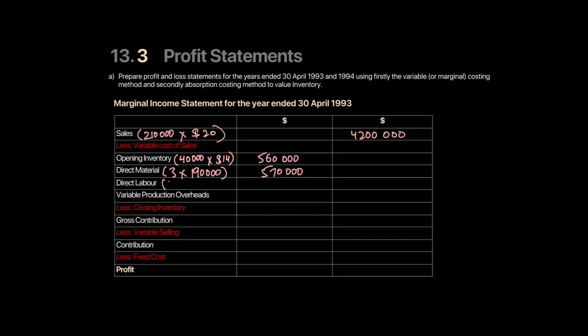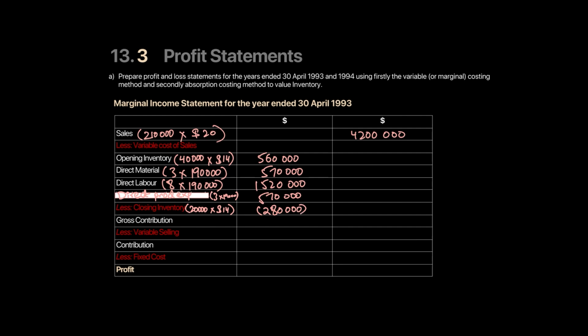You have your direct labor. This was 8 per unit times 190,000, which should be 1,520,000. Then you have direct production expenses. There are no variable production overheads in this question. That's also 3 per unit times 190,000, so you should also get 570,000. Now we'll subtract the unsold goods, or your closing inventory, because that cost is not part of your cost of sales. We had 20,000 units in closing inventory, and we will multiply that again by the marginal cost, which is 14.